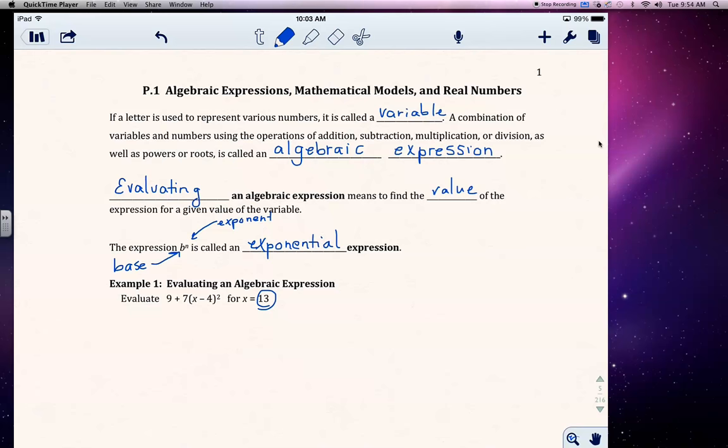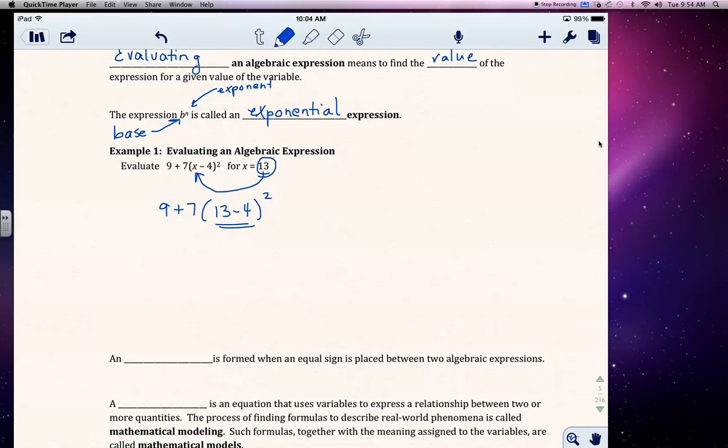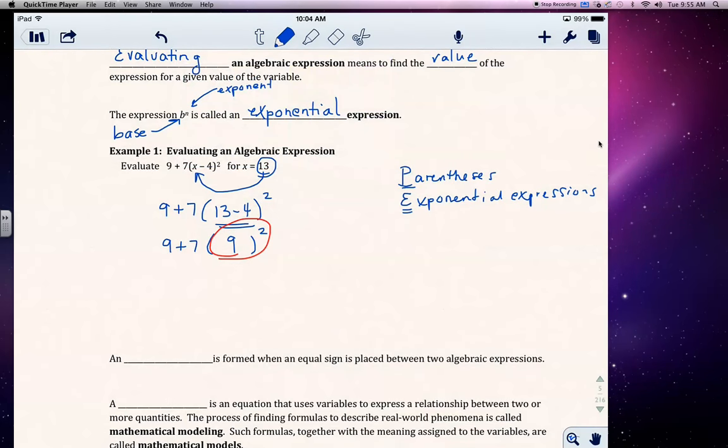We're going to go ahead and replace the variable and follow the order of operations. We have to evaluate inside the parentheses first. So I get 9 plus 7, and inside the parentheses, 13 minus 4 is 9, and that is squared. What I did first was the parentheses. Then we want to evaluate any exponents. So 9 to the second power, just 9 times 9, which is 81. So I have 9 plus 7 times 81. The parentheses there indicate multiplication.